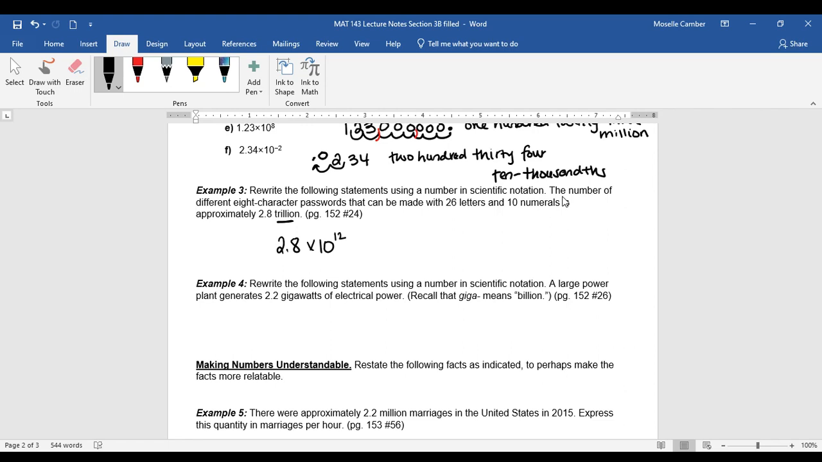So example 4: a large power plant generates 2.2 gigawatts of electrical power. Giga is a prefix that means billion. So what this means is 2.2 billion watts. They want us to put the 2.2 billion into scientific notation. Again, we do 2.2 times 10 to the... billion has 9 zeros, so it would be 2.2 times 10 to the 9th.